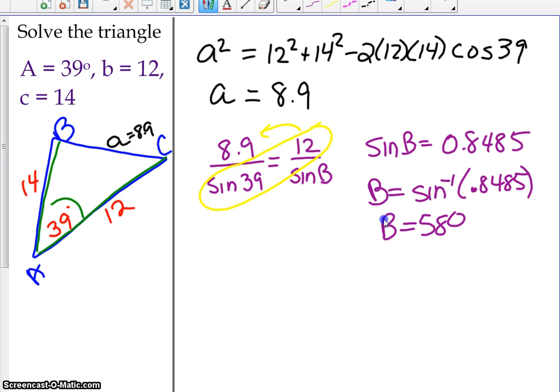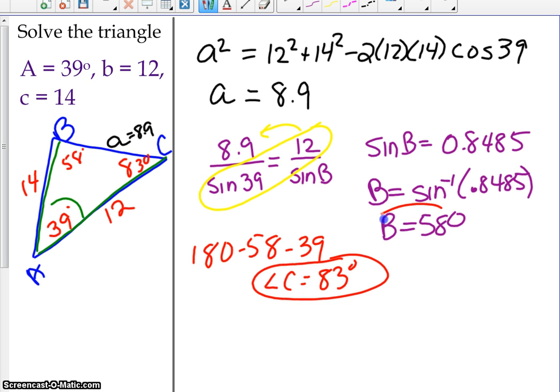What's nice here is that my angle is 58 degrees, so now I just have to use my 180 rule to find my third angle. 180 minus 58 minus 39 turns out to be 83 degrees. So my missing angle, my angle C, was 83 degrees. All right, so those are my three angles that I had in my one missing side.